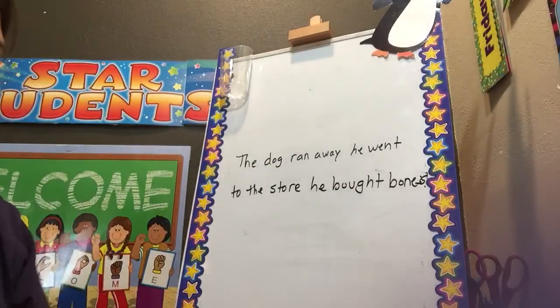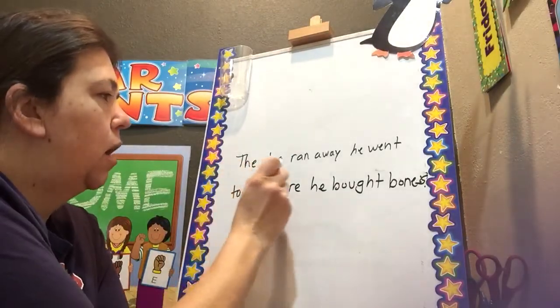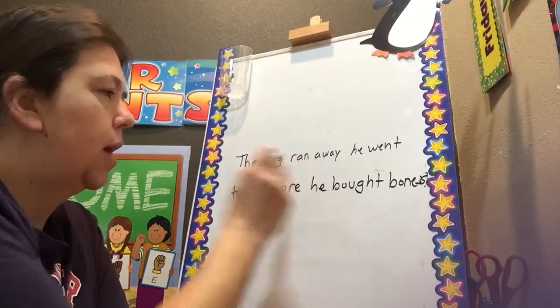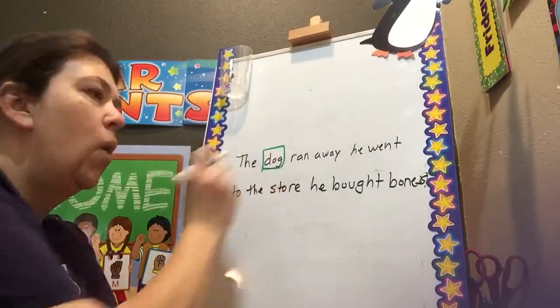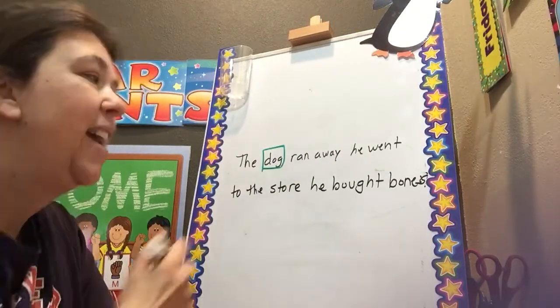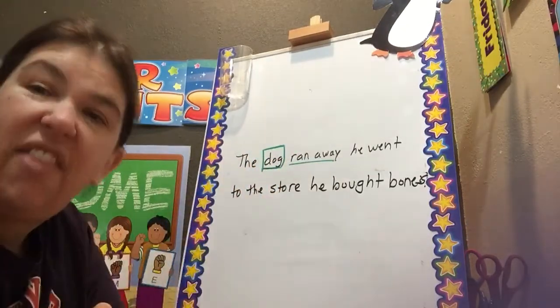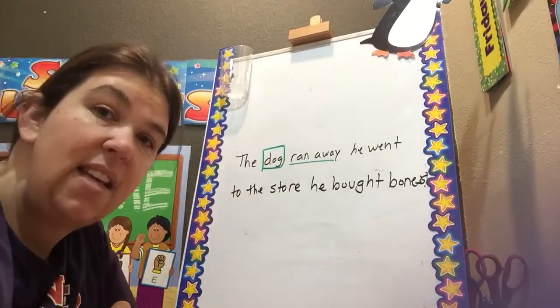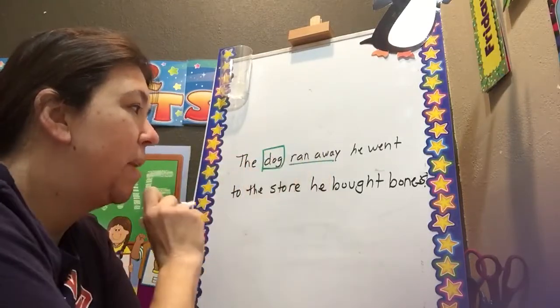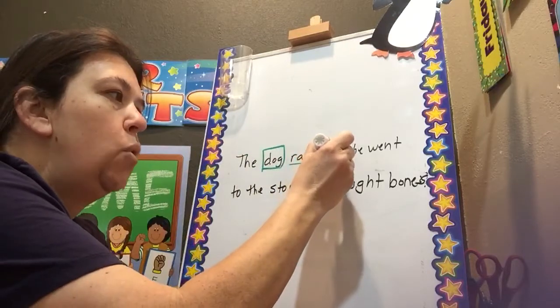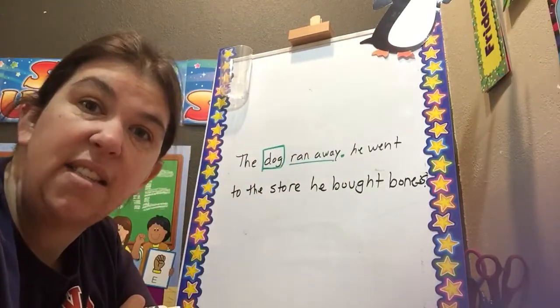So let's see here, let's start with, let's break it up. The dog ran away. Okay, who am I talking about? The dog. What about him? He ran away. That is a sentence, guys. You are telling me the who or what we're talking about and what's happening. So the dog ran away, boom. That's a sentence.